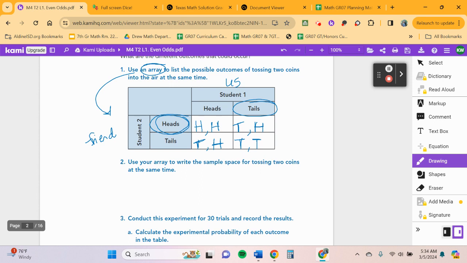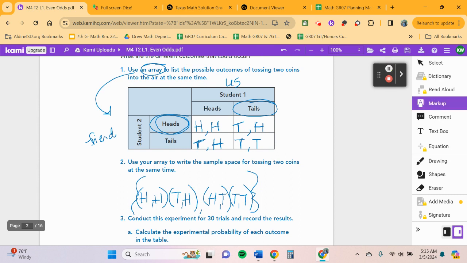So using that array, our sample space would look like this. Remember those braces? And each of those, I'm just going to put in parentheses. So my results could be heads, heads. My result could be tails, heads. My results could be heads, tails, which essentially are the same. Or my result could be tails, tails. And being that these are the same outcome, you technically don't have to write it twice. You can write it just one time.